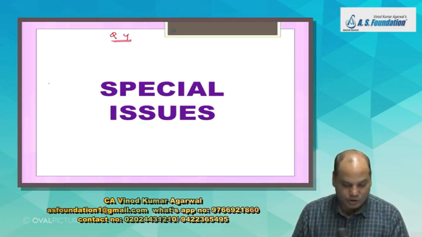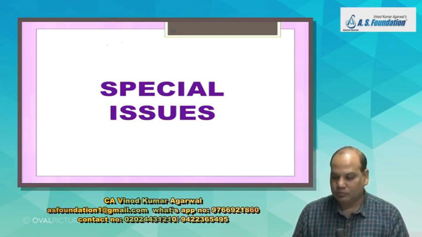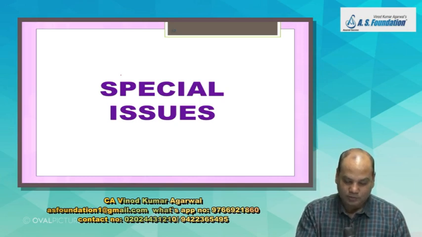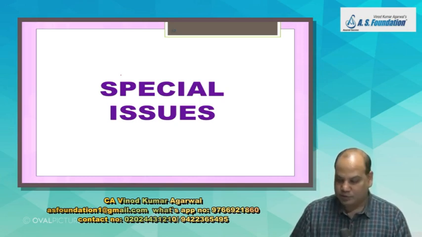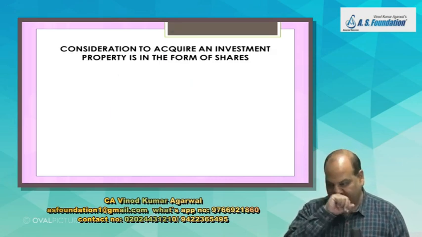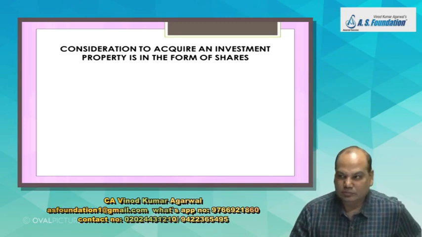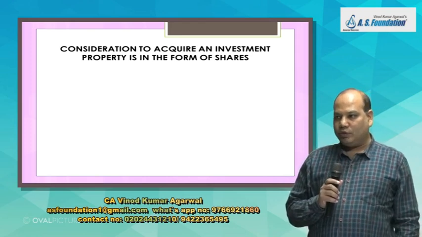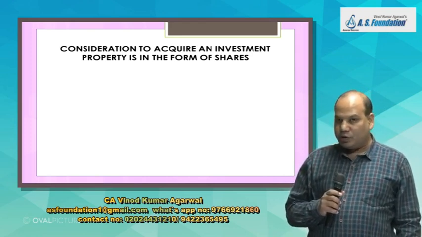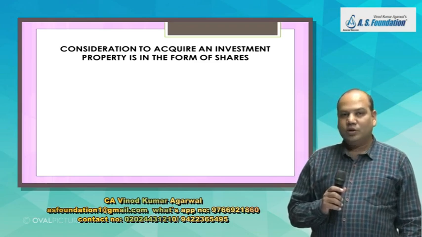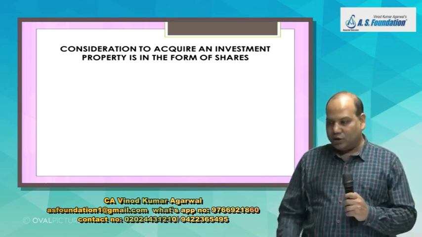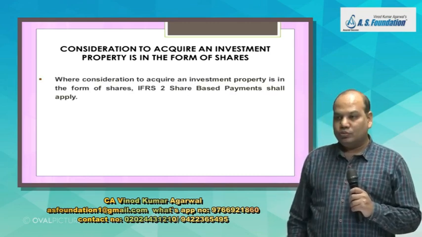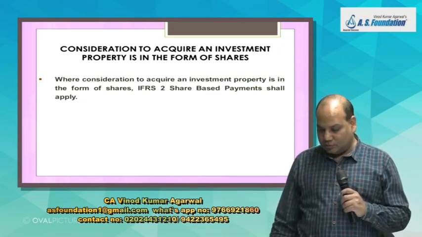Now next is special issues. The next few paragraphs will deal with some special situations. For example, consideration to acquire an investment property is in the form of shares. The previous example was you paid in cash and cash equivalents. Now you acquired investment property and you issued shares of your company. Which standard will apply for this? For initial recognition, IFRS 2, share-based payment shall apply.